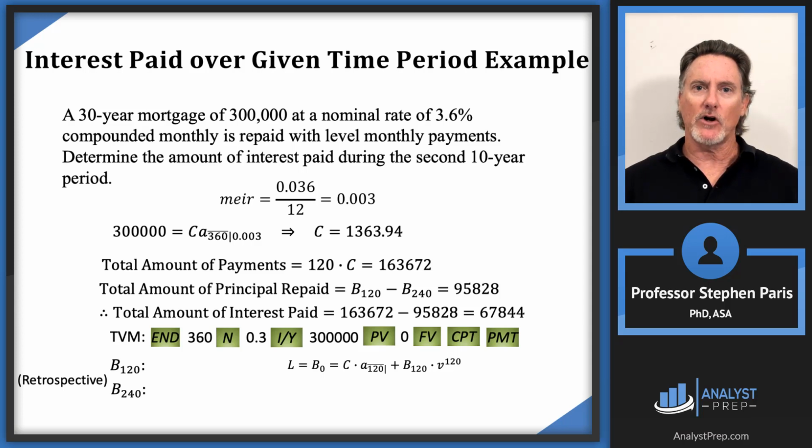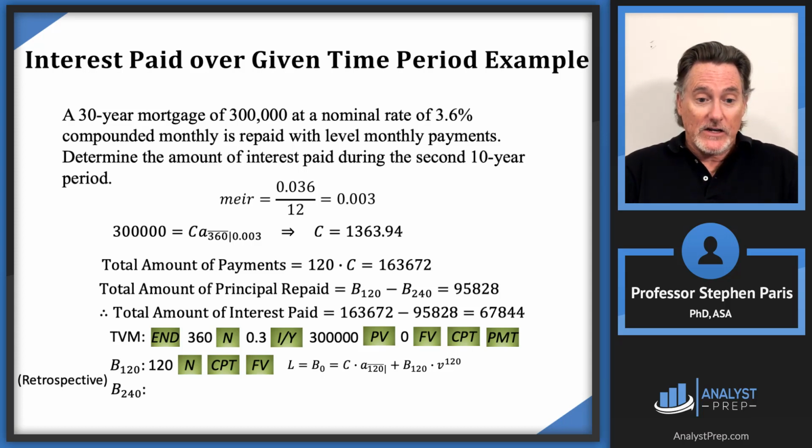And now if I want to know what the balance is at time 120, all I do is change the end value to 120 and compute the future value. And that's it. So everything is already in the calculator. I don't have to re-put anything else into the calculator.